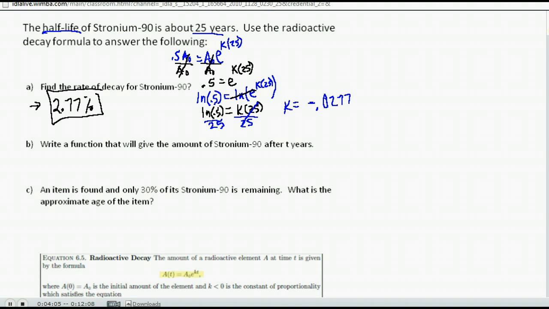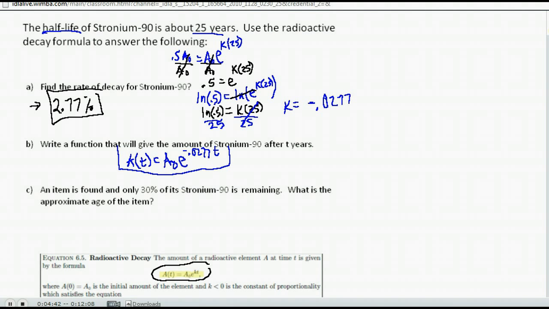Part B wants us to write a function that will give the amount after t years. So we use our generic formula down here: A of t is A0 times e to the kt, and we substitute the values we know. It wants it for any amount, so we're going to put A0 there, but we do know our rate now. It's negative 0.0277 t. So this is our generic formula we're going to be able to use. If they gave us the amount and the time, we could figure out how much would be left.